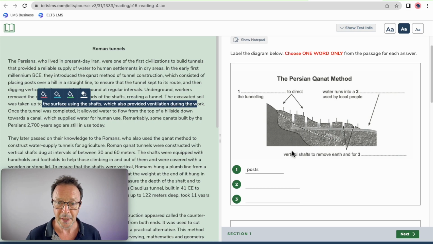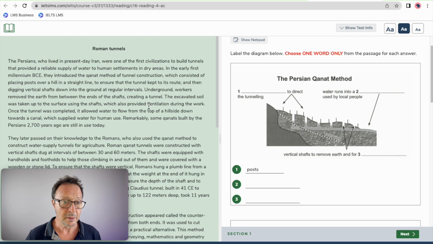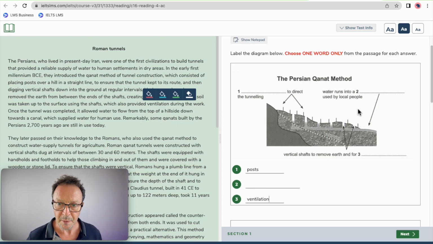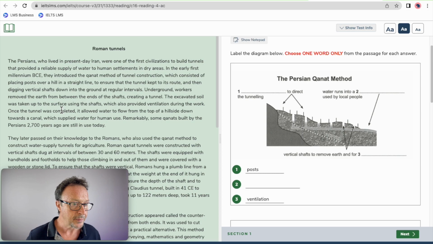So here we've got vertical shafts to remove earth and for ventilation. Oh no, this is number 3, not number 2. Ventilation. So I'm looking for number 2. Have I missed that? Or is it further down?